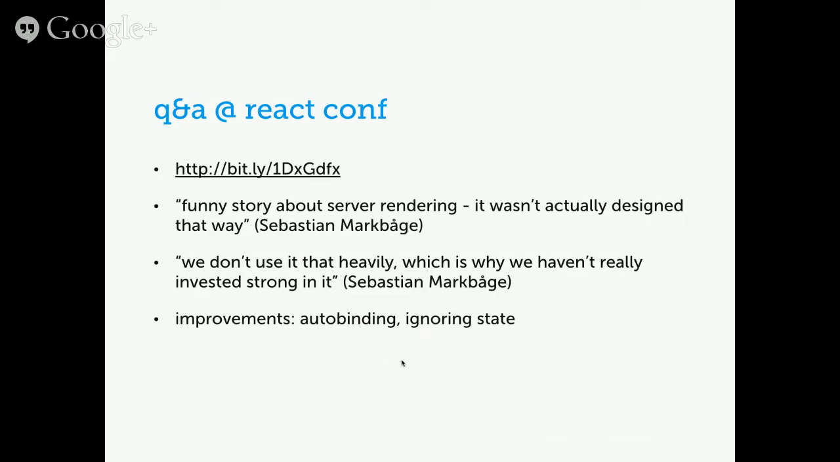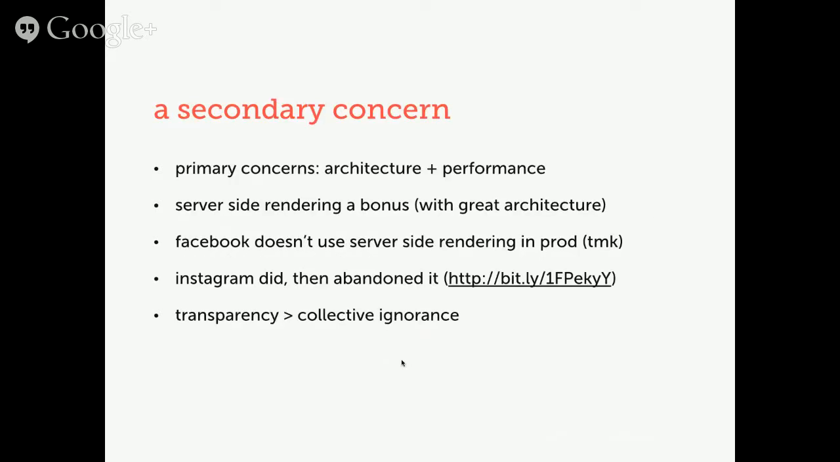I have it linked here, and they also offer some suggestions for things they could do to improve it. They say they could do a little more with auto binding and ignoring state, basically things that don't really need to happen on the server but currently are, so that React's core could improve overall times. But basically, server-side rendering for Facebook is a secondary concern. Their primary concerns are the client, architecture and client performance, and server-side rendering was really more of a bonus because of the great architecture they were able to have in place.